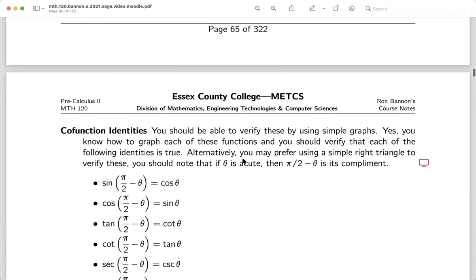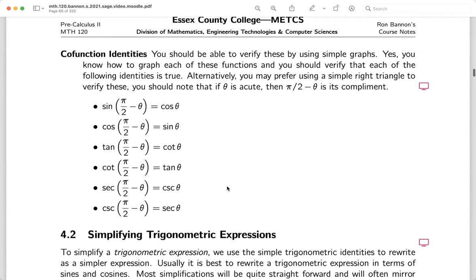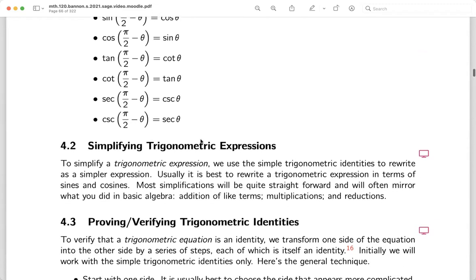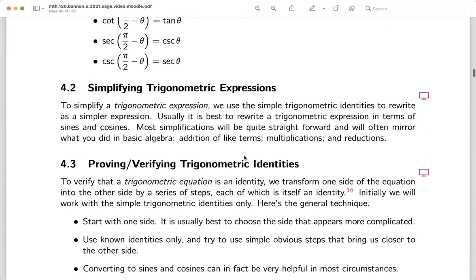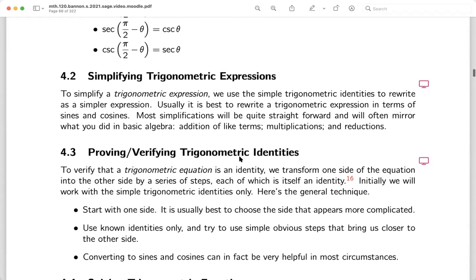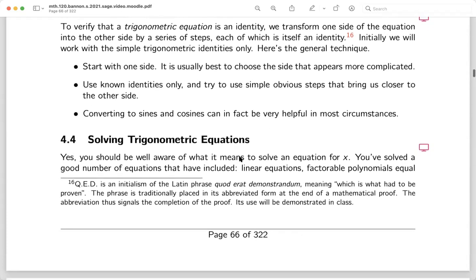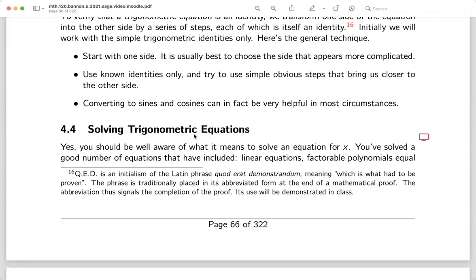We're also going to talk about cofunction identities. The way I basically relate those things is by looking at triangles, all right? These are valid for all theta though, all right? We're going to talk about simplifying a trigonometric expression. We will go through examples. We will talk about proving or verifying trigonometric identities. We'll go through examples, and then we'll talk about solving trigonometric equations.